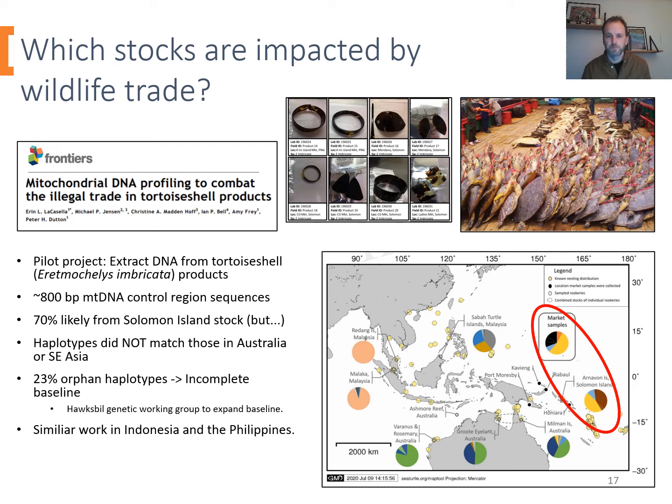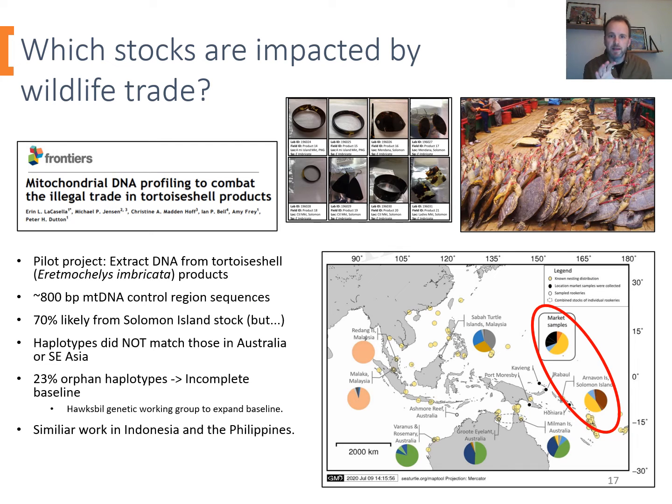But as you can see from the map, which shows the haplotype frequencies of the handful of rookeries that have been published in the region, we have an incomplete baseline for hawksbills, which means that we can't do a full analysis at this point. We also found that almost a quarter of the market samples had what we call orphan haplotypes. So these are haplotypes not found at any rookery to date.